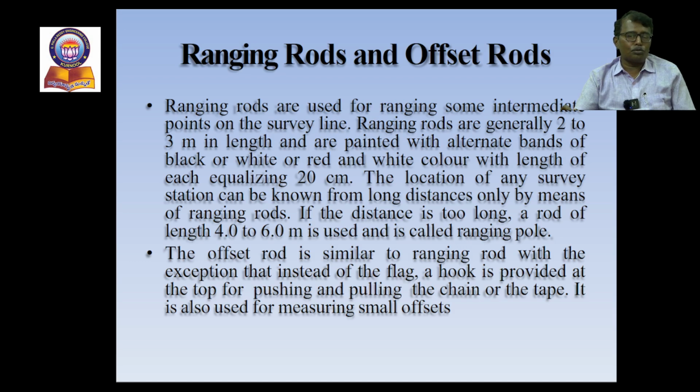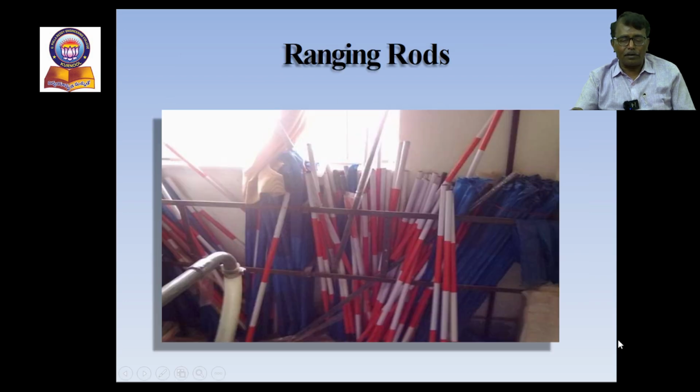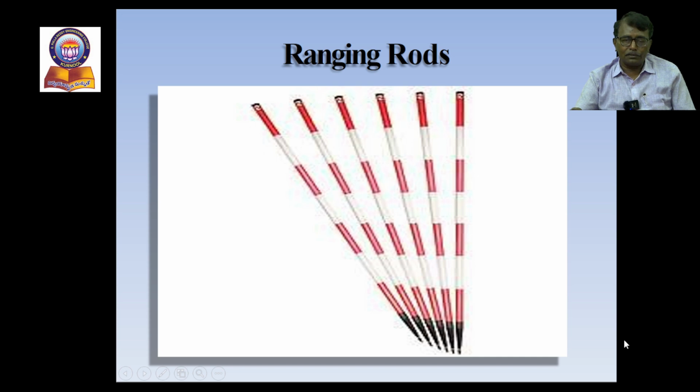If the distance is too long, a rod of length 4 to 6 meters is used and is called a ranging pole. The offset rod is similar to the ranging rod, with the exception that instead of the flag, a hook is provided at the top for pushing and pulling the chain or the tape. It is also used for measuring small offsets in chain survey. These are ranging rods. Ranging rods are provided with a sharp edge at the bottom so that they can be easily inserted into the ground.